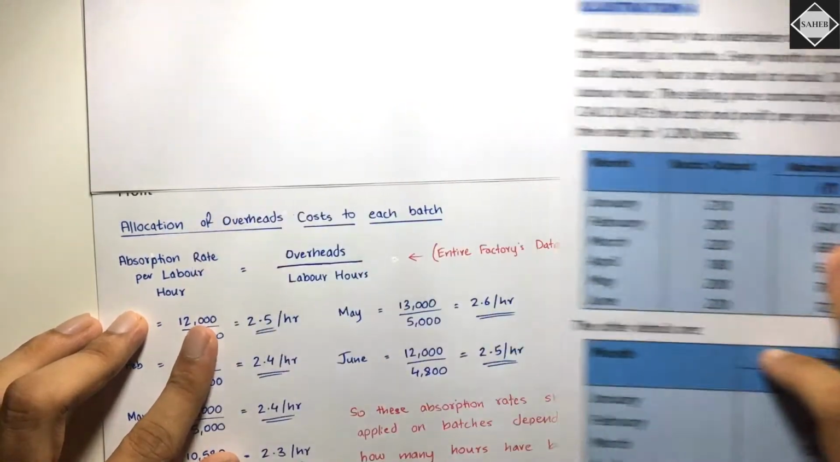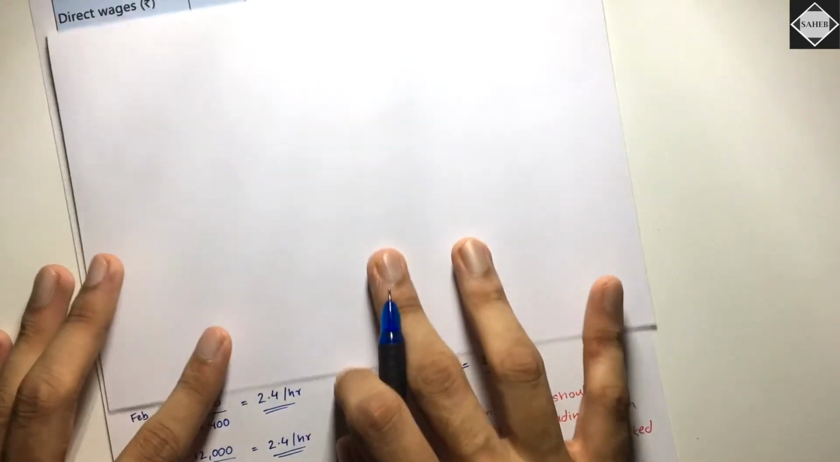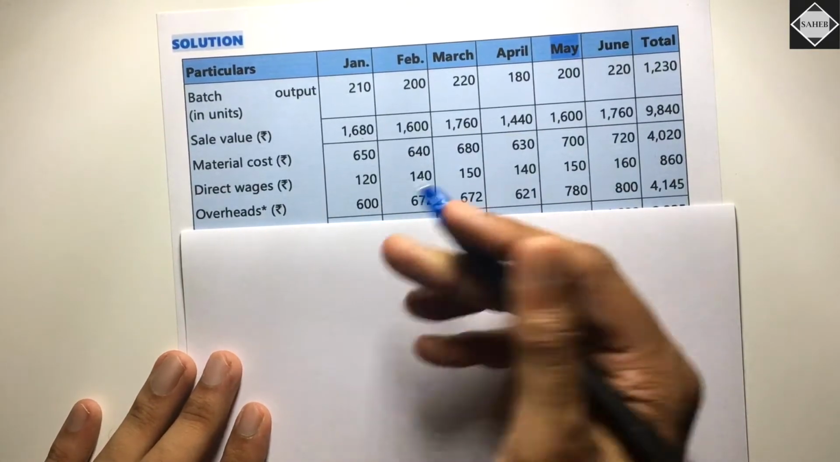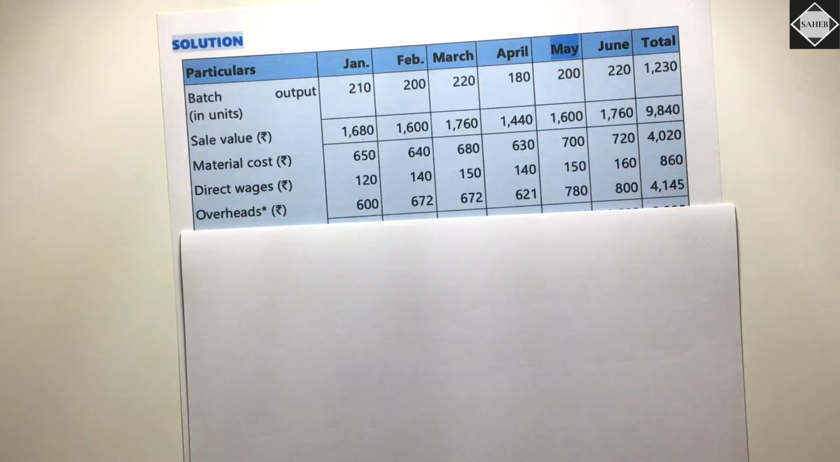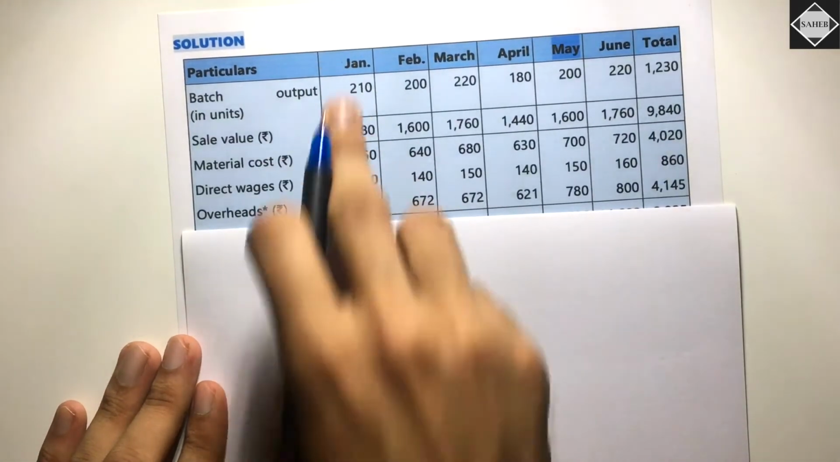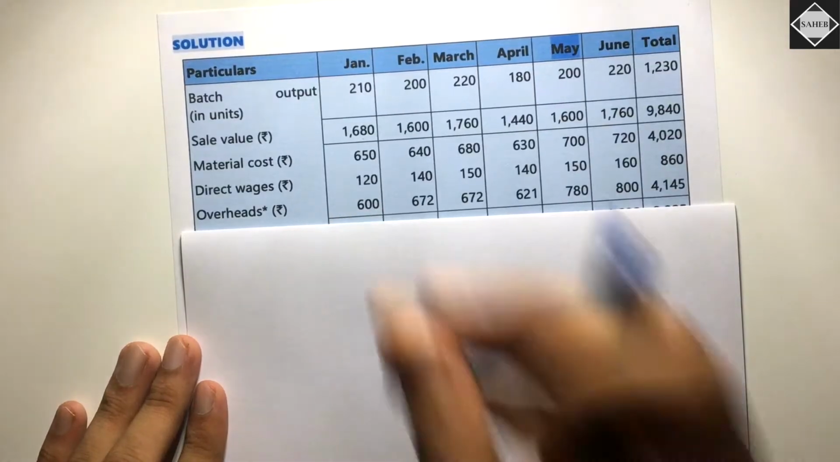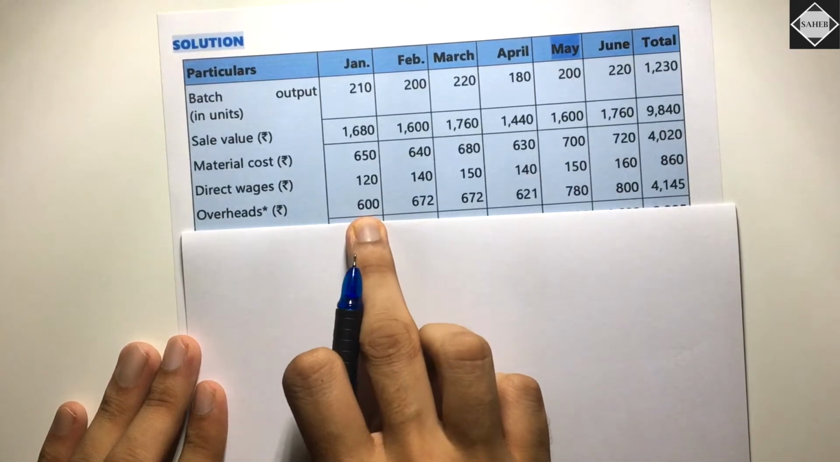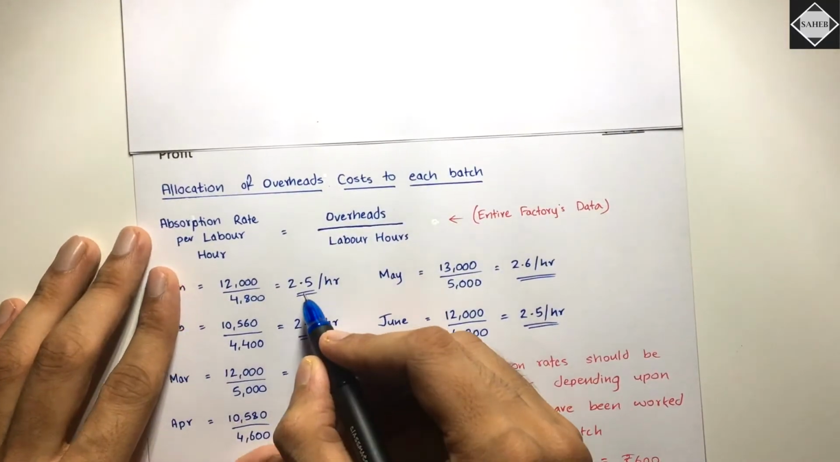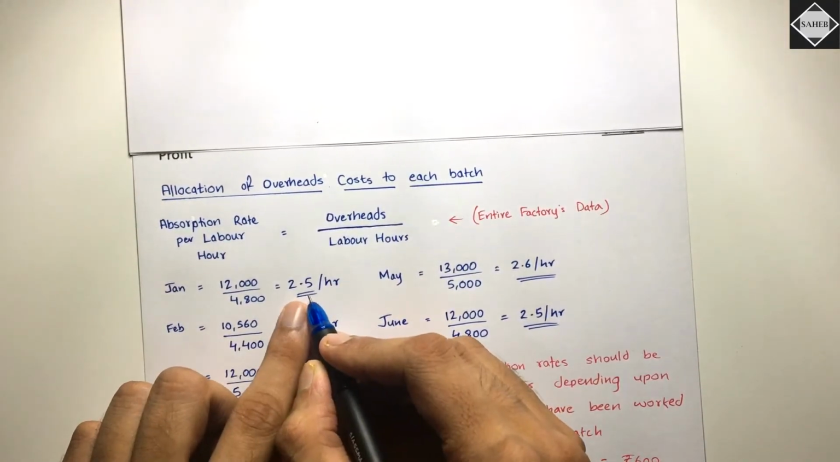Is it clear? So if you see in this column over here, overheads 600. So what has happened? 600 we calculated just now. That cost has been absorbed by the January's batch. It's added to this batch. So understand this logically. It's really simple. What does this 2.5 rupees mean?